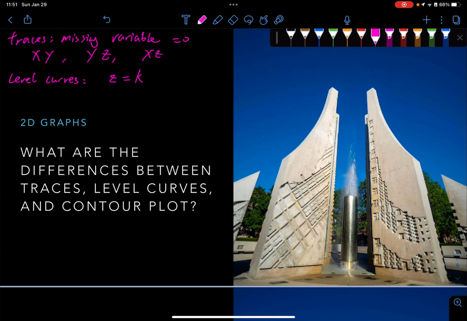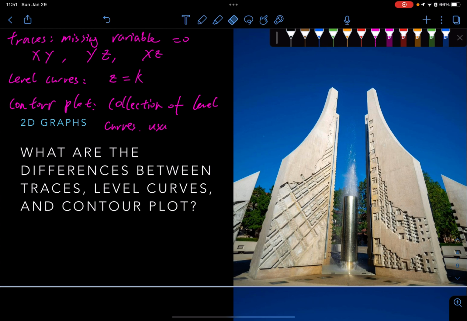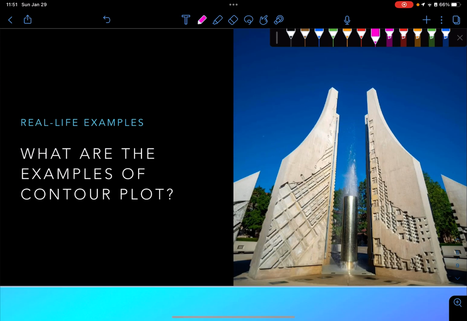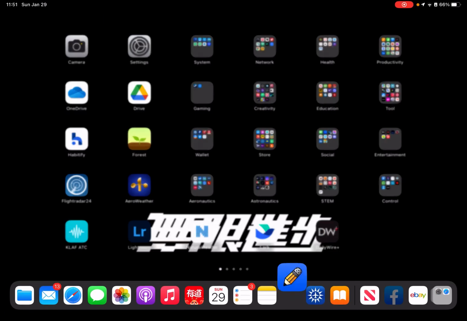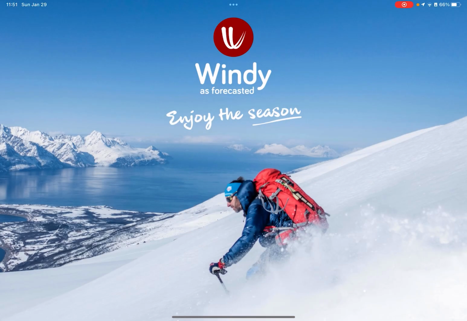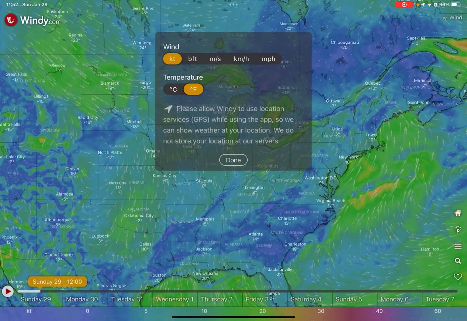And then a contour plot is a combination or collection of level curves. Usually the difference between the k values is constant. Usually delta k is constant. So let me go ahead and show you some examples of the contour plot. I'm a pilot, so I like to use some weather examples. So let's go ahead and hit done.